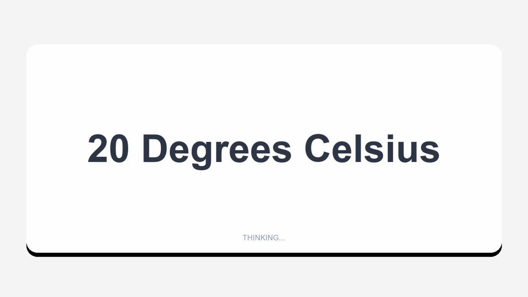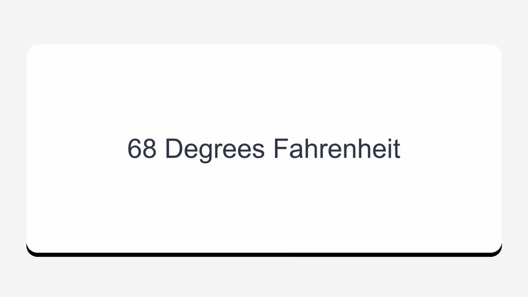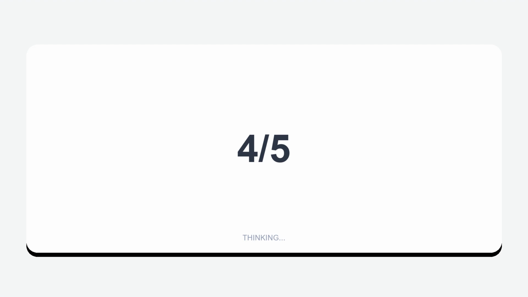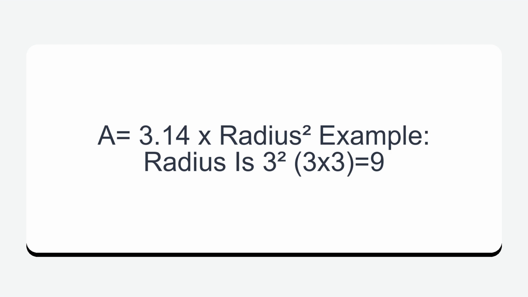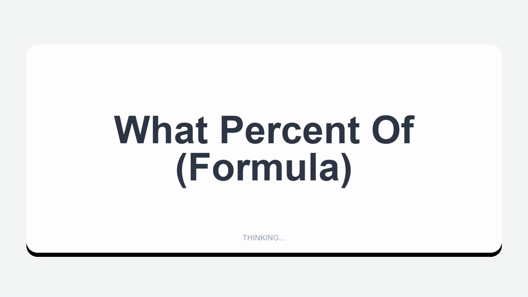20 degrees Celsius is 68 degrees Fahrenheit. 4/5 is 80%. Area of a circle: A equals 3.14 x radius squared. Example, radius is 3 squared, 3 x 3 equals 9. What percent of formula: part over total.